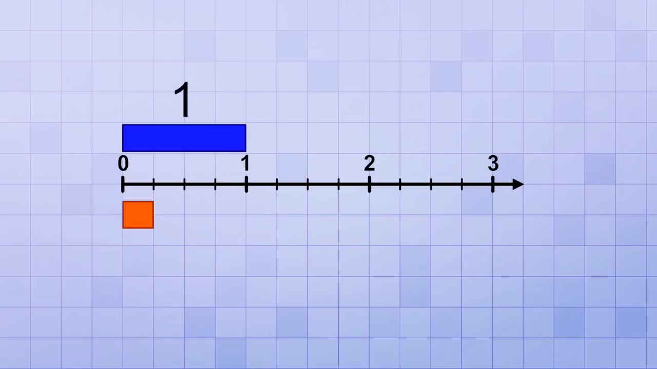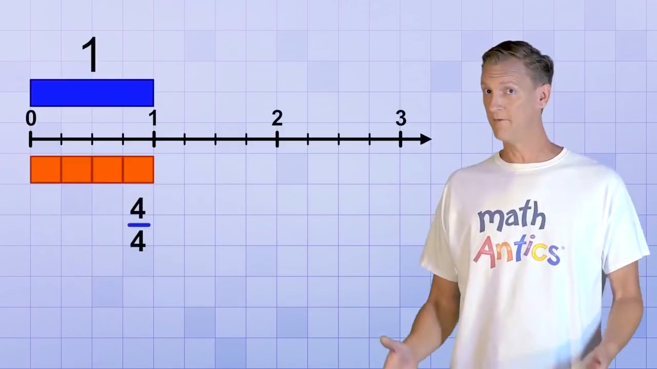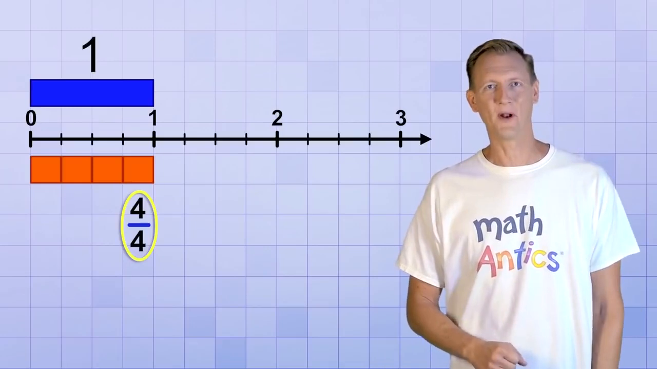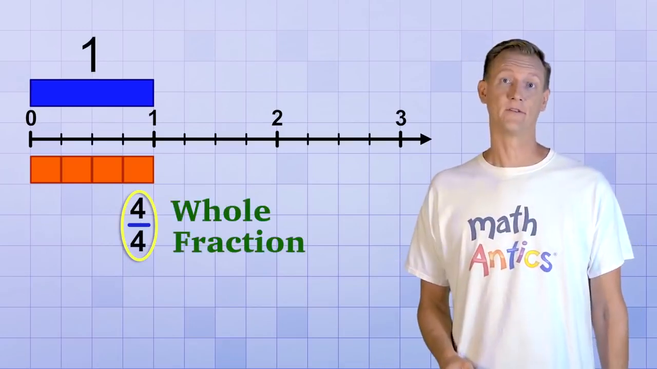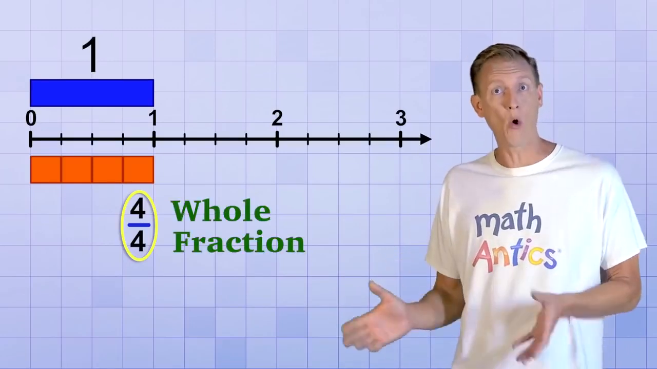While a block this size represents the fractional amount 1/4, because it only covers the distance from 0 to the first subdivision that we made, which is 1 out of 4, or 1/4. But suppose we add another fourth to the fourth we already have. That would give us 2/4. And adding another fourth would give us 3/4. And adding another fourth would give us 4/4. What's 4/4? Yep, it's what I like to call a whole fraction, because its value equals 1 whole.